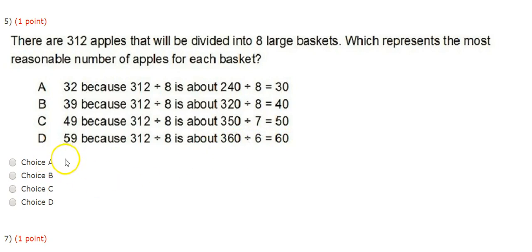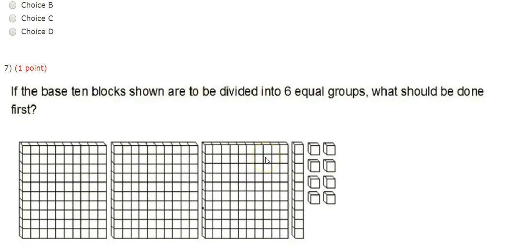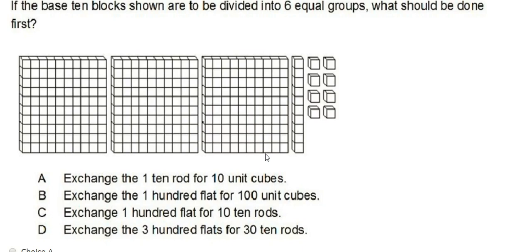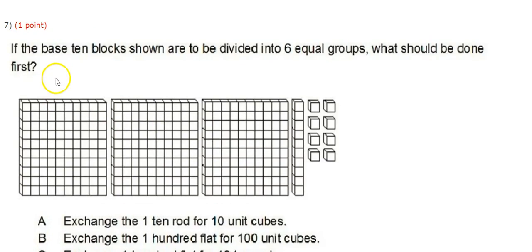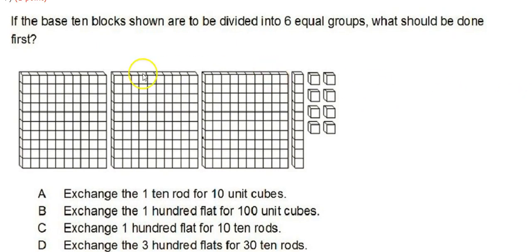Choice A, choice B, choice C, or choice D. Use compatible numbers and round. What's your best estimate? Okay. Question number 7. If the base 10 blocks shown here are to be divided into 6 equal groups, what should be done first?